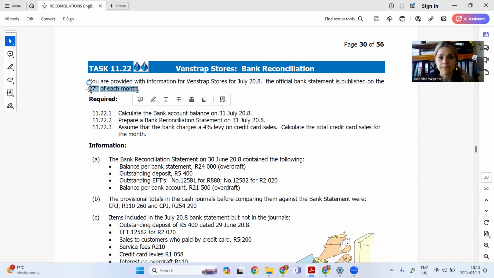That is why we are doing the bank reconciliation statement. We want to include everything that's on the bank statement in our books so we have an accurate bank balance on our side. And anything that we do not yet see on the bank statement will have to go to the bank reconciliation statement.